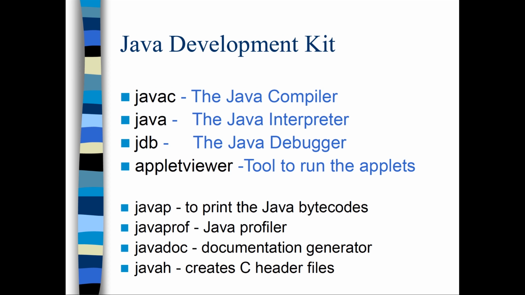Appletviewer is a tool to run the applet. Gradually, in the next sections of Java programming, we are going to see what an applet is and how to run that applet file. Javap is to print the Java bytecodes. Javaprof is the Java profiler to get different stats and monitoring about how your code is performing. Then Javadoc is the document generator. Automatically, the documentation of your code will get generated. Javah creates a C header file. Basically, at the initial stage, we are only going to need these two, that is javac and java. So you can note this down.